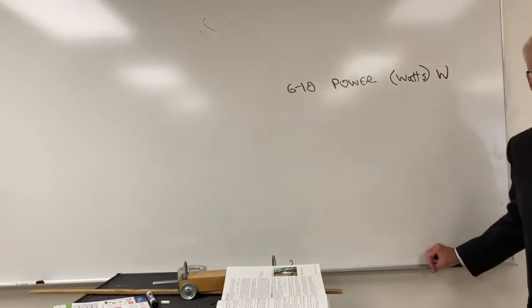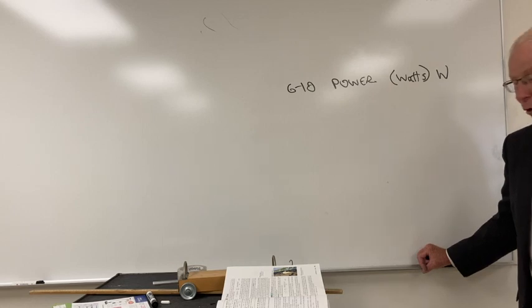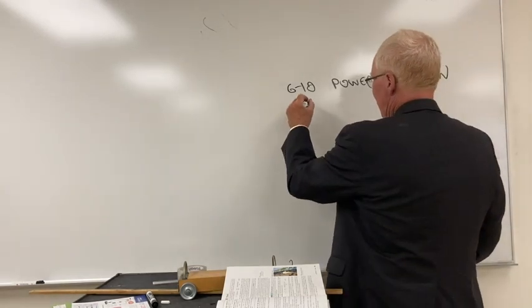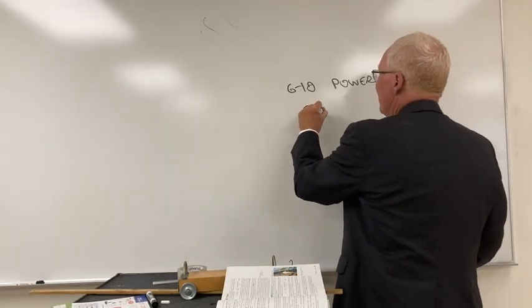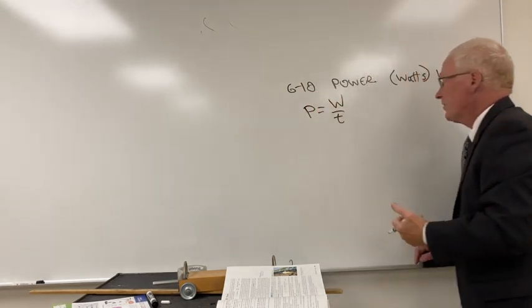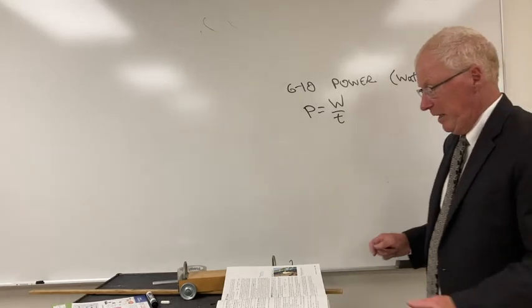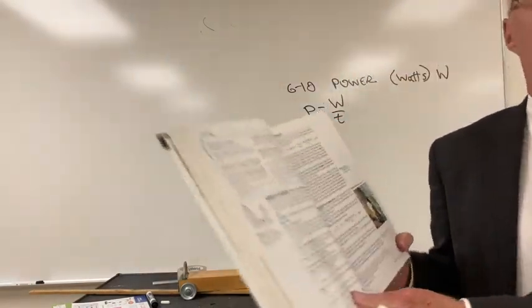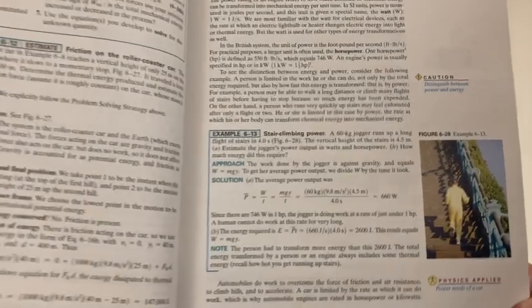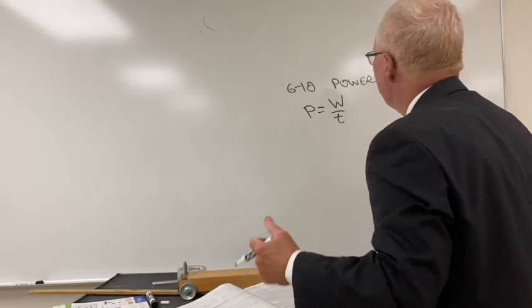Right? Power, a light bulb runs at 100 watts. Power is how much energy is generated per second. So power, which is P, is given as work over time. So how fast you do the work is what matters. All right? So an example here, they've got a picture of somebody climbing the stairs.